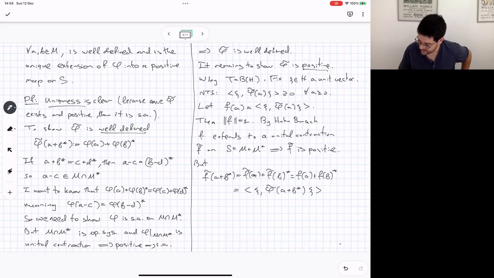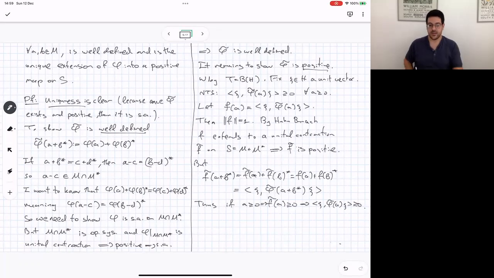Thus, we're done. Thus, if A is greater than 0, phi twiddle of A is greater than 0. So psi, phi twiddle of A psi is greater than or equal to 0. Questions?